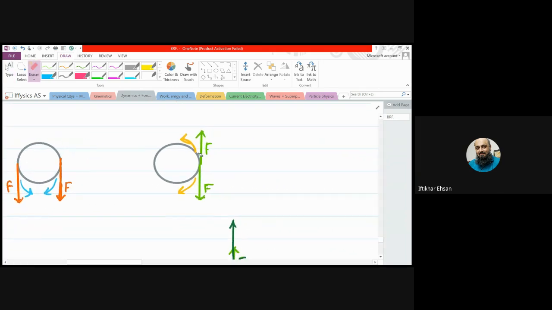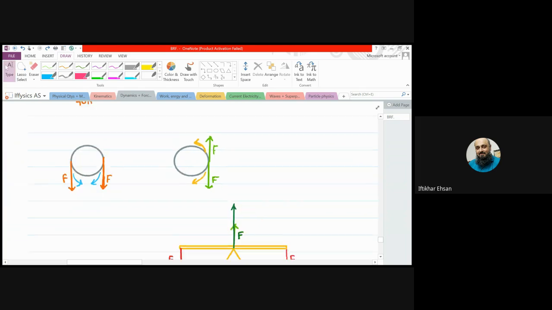What about this one? Third one. The third one is in equilibrium. Very right. Why? Because the resultant force is zero, and one is anti-clockwise, the other is clockwise. So the anti-clockwise moment is equal to the clockwise moment. Very well answered.